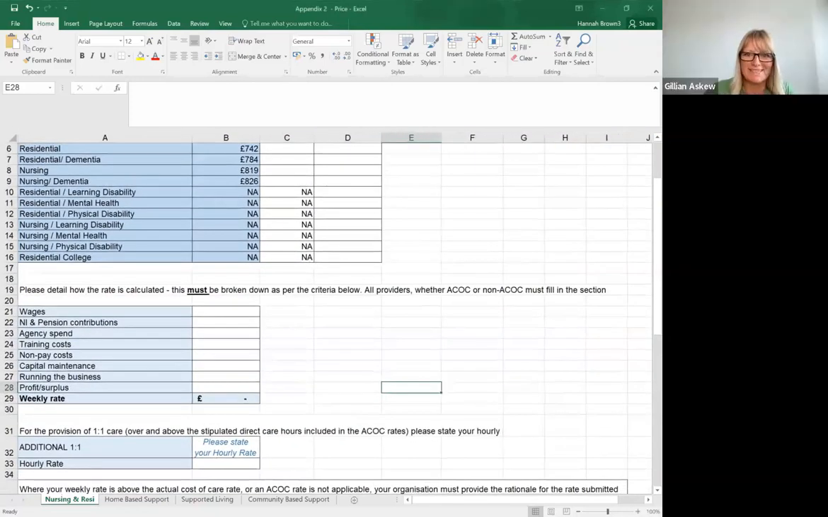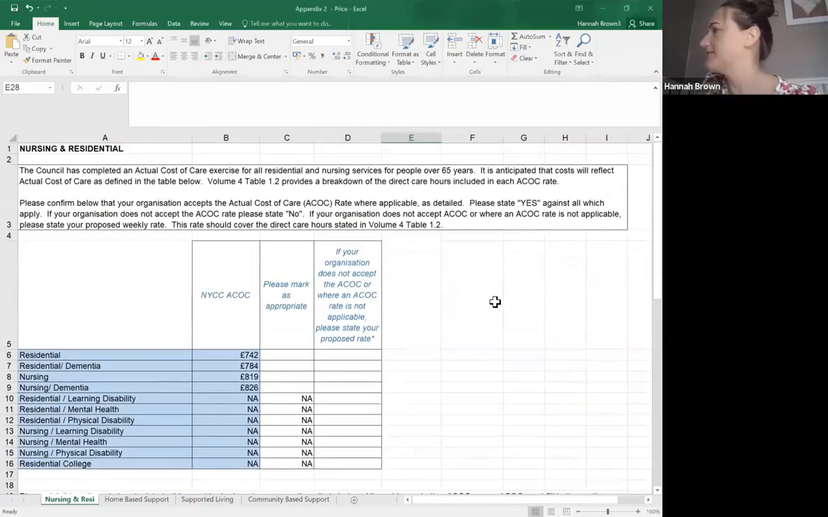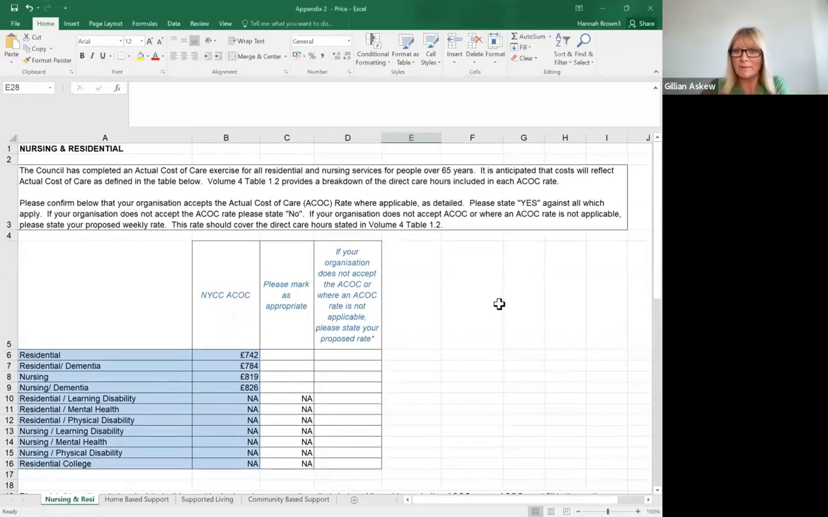Is that okay? I don't want to make it too big, so I'm not scrolling around too much, but does that look okay? I think so. It does to me. I think so.